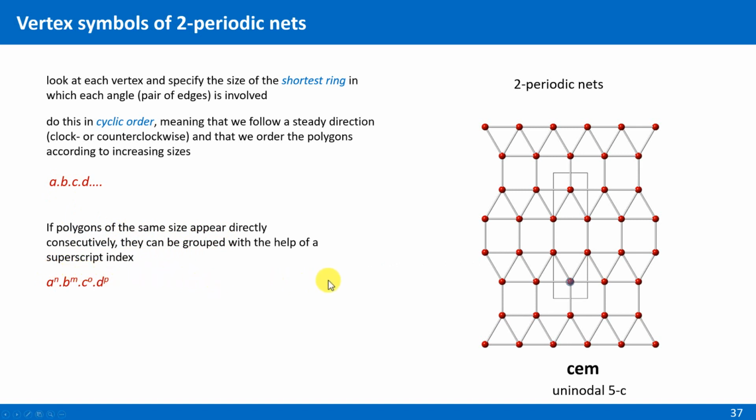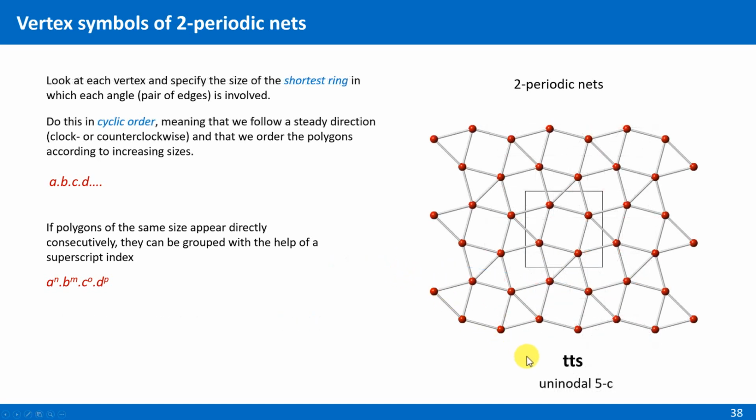Okay, now let's turn to this net, and we take, for instance, this vertex shown here in blue. So what is the vertex symbol of this blue node? Yes, it is 3, 3, 3, 4, 4, which can be written also in this manner. This was easy. But sometimes the cyclic order is decisive.